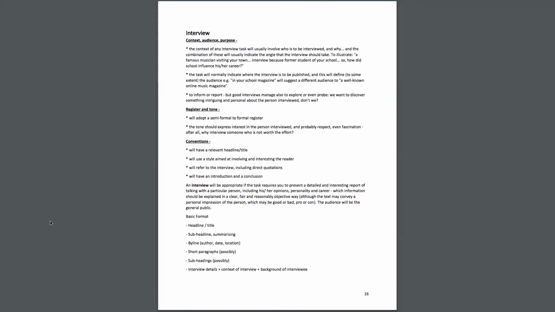It's not going to be an oral interview by itself, but rather your account of a conversation you had with somebody important, like a musician or somebody else, that is going to be published in one specific place, for example, a school magazine, right? So the register is going to be semi-formal to formal. Maybe show some tones of fascination towards the person, make sure it's interesting for the reader, and of course include some direct quotations. That means quote back to what this person said.